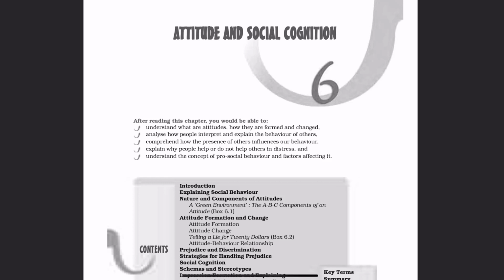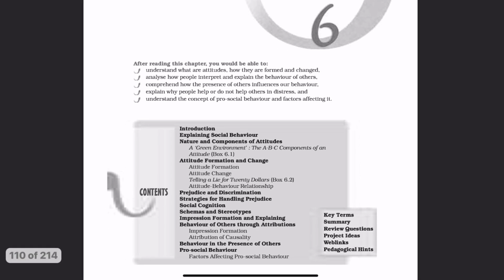Hello students, today we are going to discuss attitude and social cognition, that is Chapter 6 from the 12th psychology book of NCERT. So the first thing we will discuss here is explaining social behavior, introduction, nature and components of attitude, attitude formation and change, prejudice and discrimination, strategies of handling prejudice. So all these topics we will discuss.